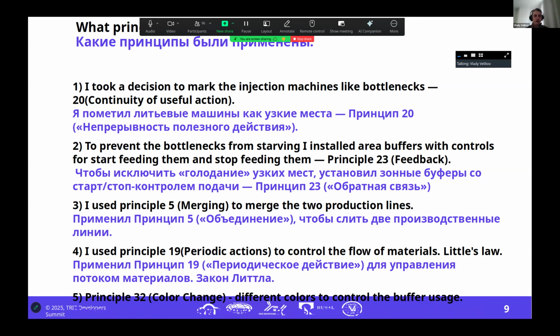Third, I use principle 5 for merging. So I merge the two lines. I remove the political constraint.